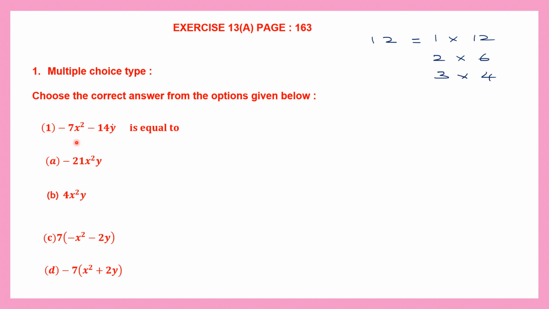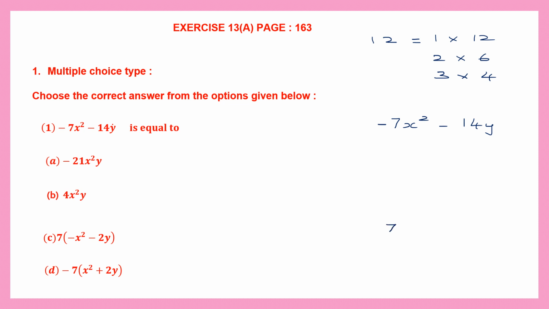Now here we have minus 7x square minus 14y. That's a binomial. Now there are different ways to factorize. One is when we pick out the common factors. Now here we have 7 and we have 14. Let's pick out the common factors.